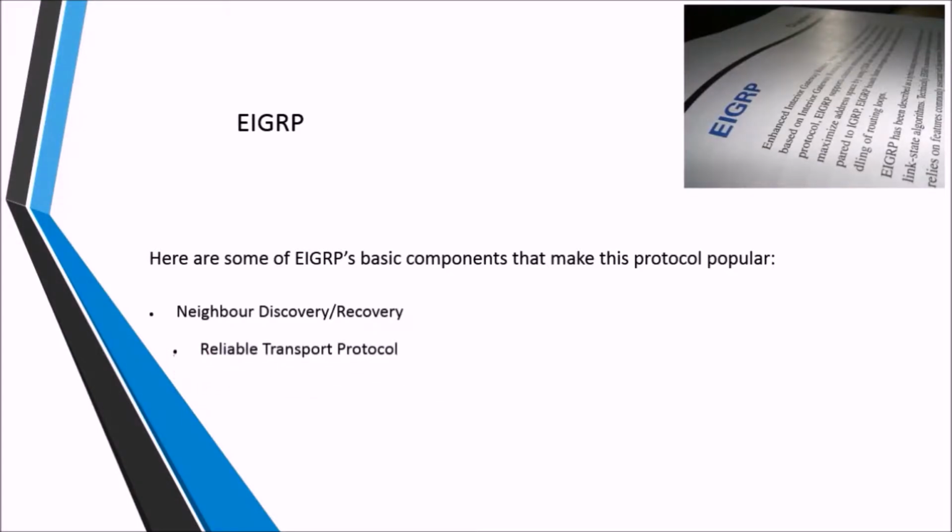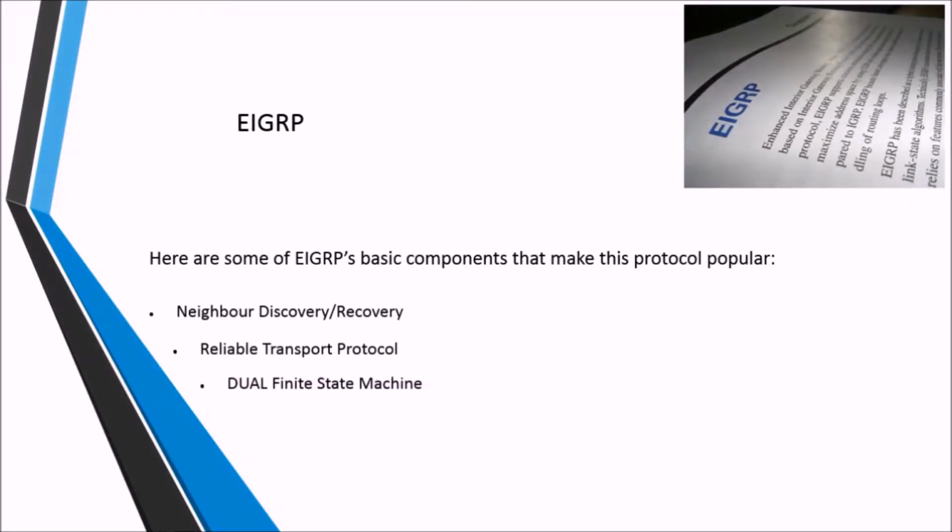Reliable transport protocol. The reliable transport is responsible for ordered delivery of packets to all neighbours. As some packets must be transmitted reliably, this aspect of EIGRP can transmit multicast or unicast packets and can choose whichever is more efficient. DUAL finite state machine.